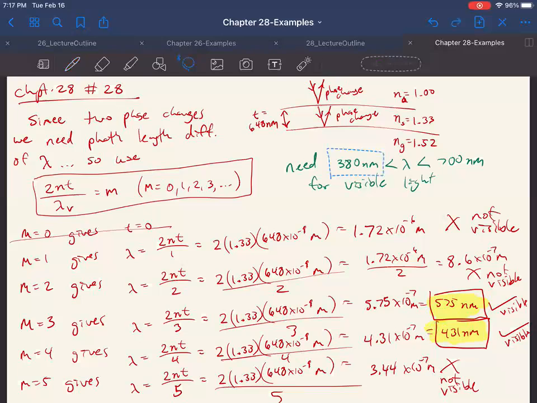So anything else we do, if we keep going to m equals 6 or 7 or anything bigger than that, it's just going to keep making our wavelength shorter and shorter. And so we have those two answers right there. Those are the only two visible wavelengths that will interfere constructively in that situation. All right. Any questions on that one?